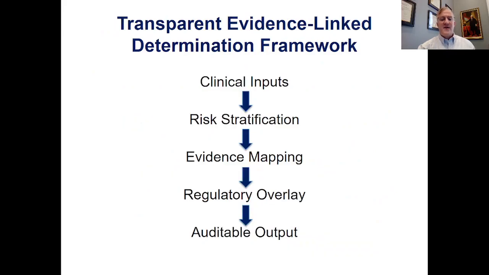This framework has 5 layers: structured inputs, validated risk stratification, explicit evidence mapping, visible regulatory overlay, and auditable output. The key difference is that the evidentiary pathway is visible.